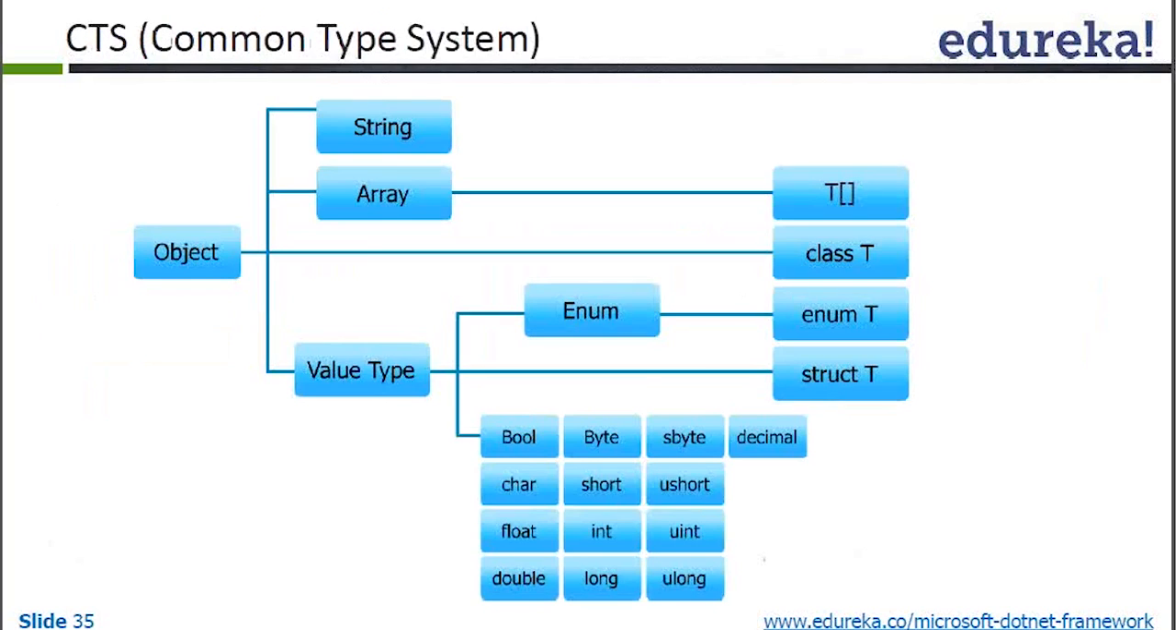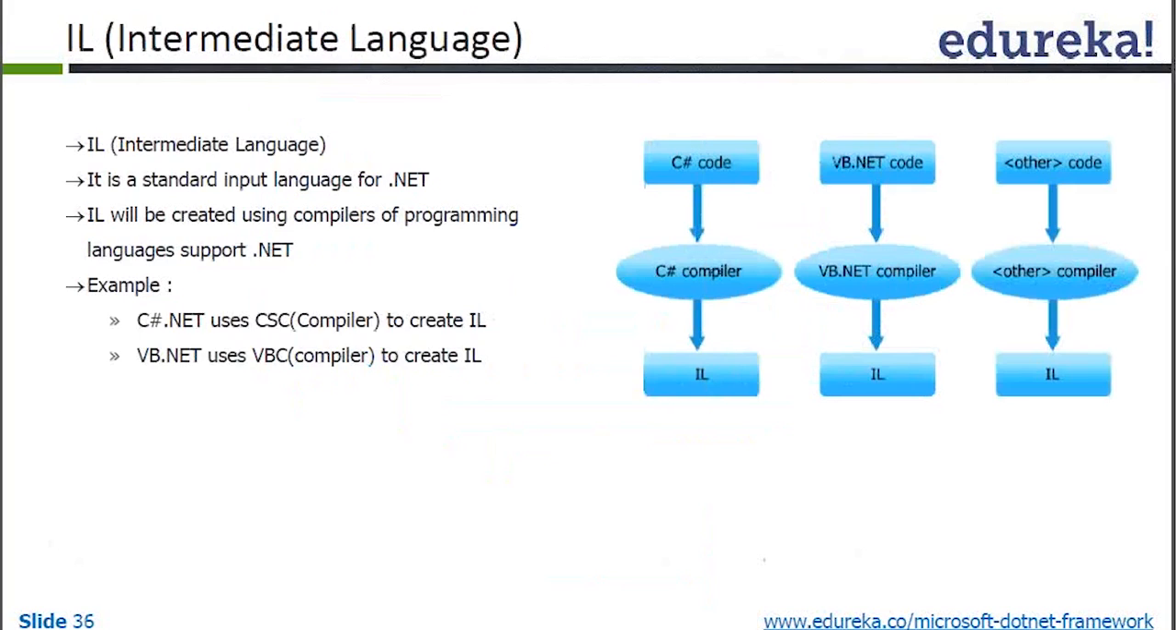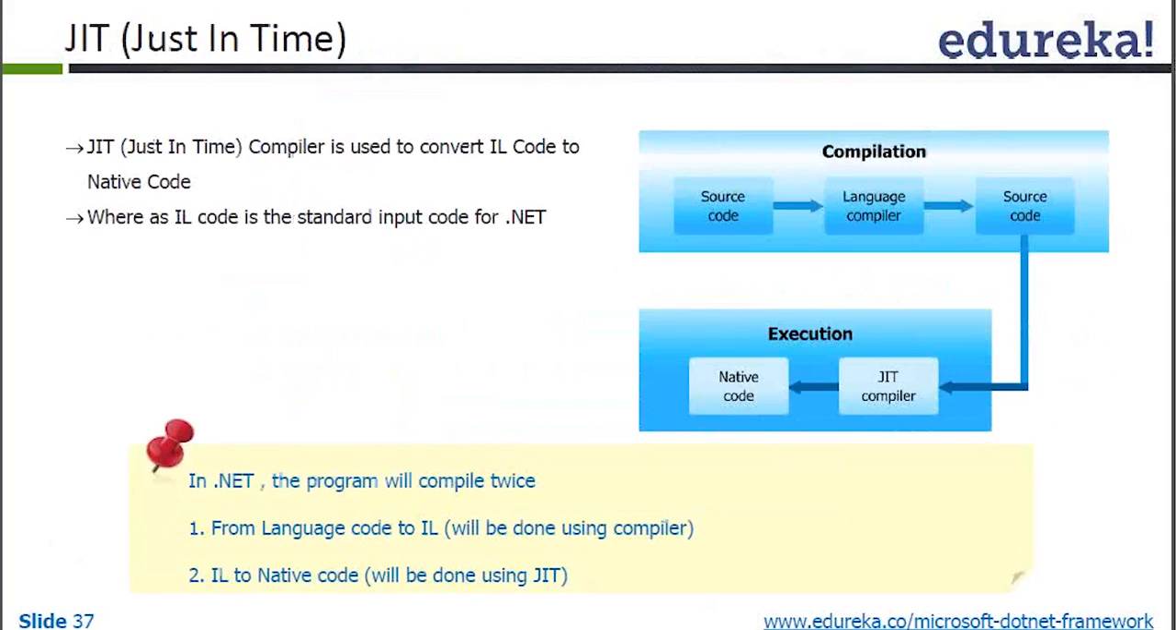And I said that there are different data types supported in .NET. All data types supported in .NET are called CTS, the Common Type System. You'll understand this in a bit more clearly. So IL, what will it do? Intermediate language, and JIT will convert IL to native code.